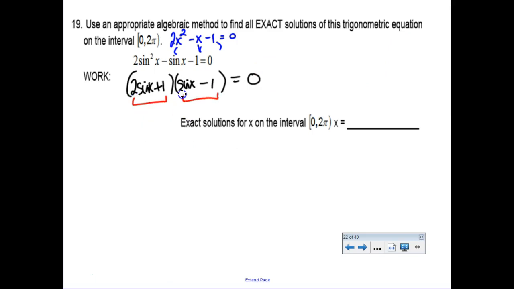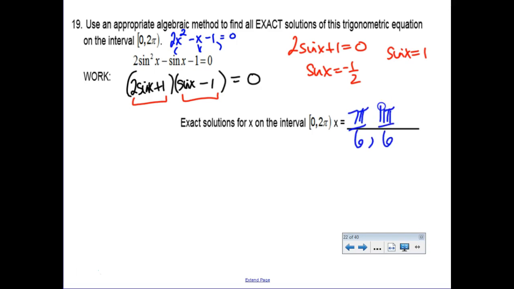So each factor has to be set equal to 0. So for this first one, 2 sine x plus 1 equals 0 will give me sine x equals -1/2. And then the second one gives me sine x equals 1. And I just want, through one revolution of the unit circle, where is this true? So sine is -1/2 a few places. Let's see, that's 7 pi over 6 and 11 pi over 6. And then sine is 1 at pi over 2.